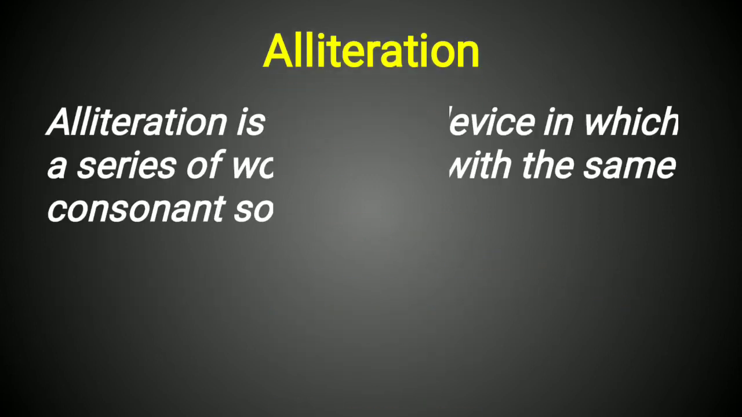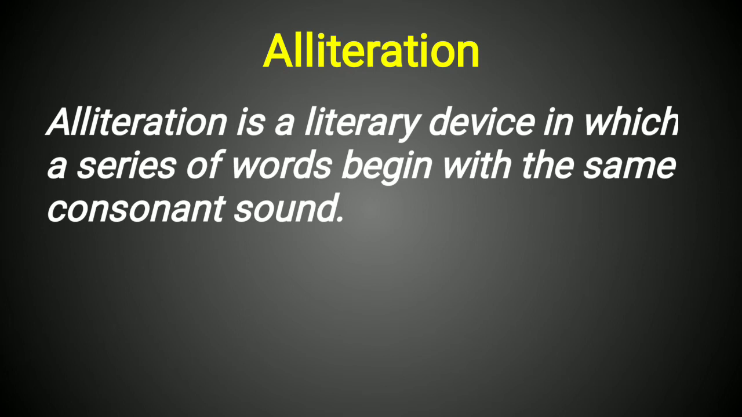And in alliteration, this is not the same as repetition. In alliteration, a series of words begin with the same consonant sound. So this is all about the consonant sound. It means in English we have vowel sounds and consonant sounds. So this is related to the consonant sound.